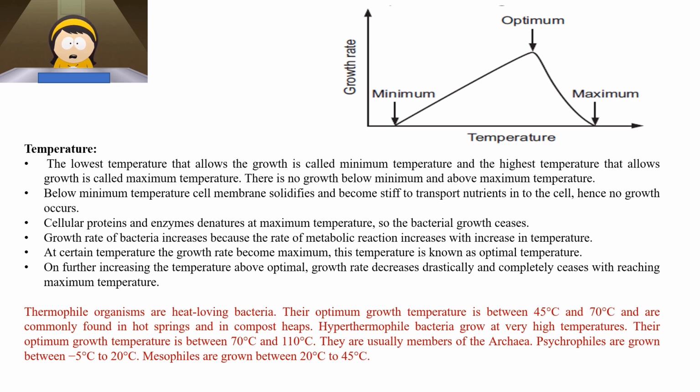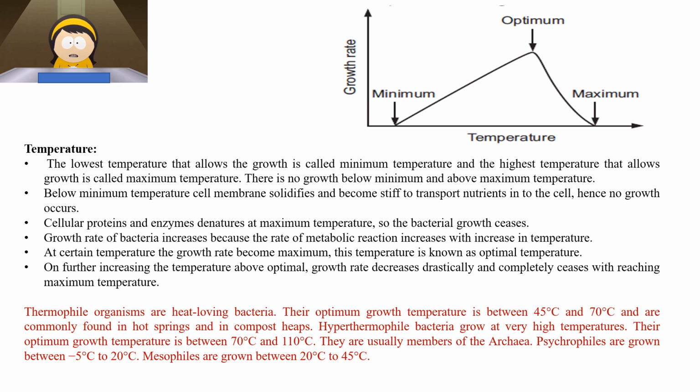Growth rate of bacteria increases because the rate of metabolic reaction increases with increase in temperature. At a certain temperature the growth rate becomes maximum. This temperature is known as optimal temperature. On further increasing the temperature above optimal, growth rate decreases drastically and completely ceases with reaching maximum temperature.